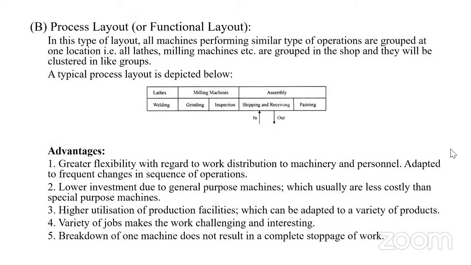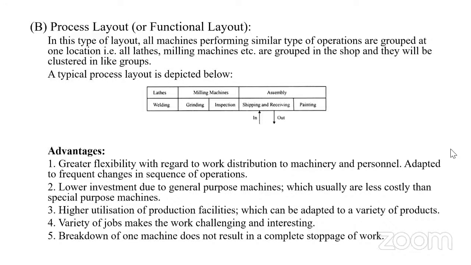Process layout. This is the second category. Process layout is also known as functional layout. In this type of layout, all the machines performing similar type of operations are grouped at one location. That is, all lathes, milling machines, etc., are grouped in the shop, and they will be clustered in certain groups. First of all, lathes and welding are in one section. In the milling section, grinding and inspection are also included. In assembly, shipping and receiving and painting are included.